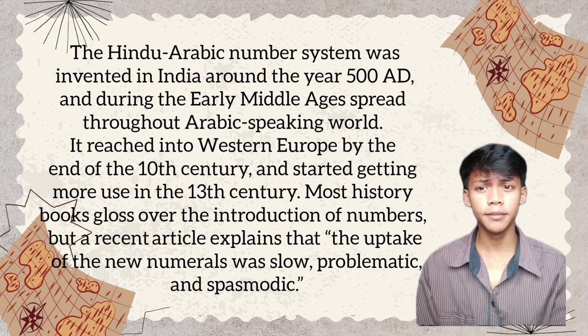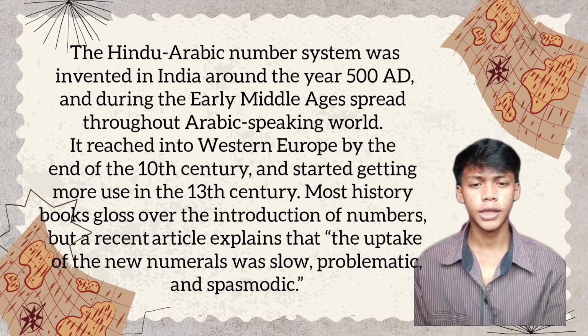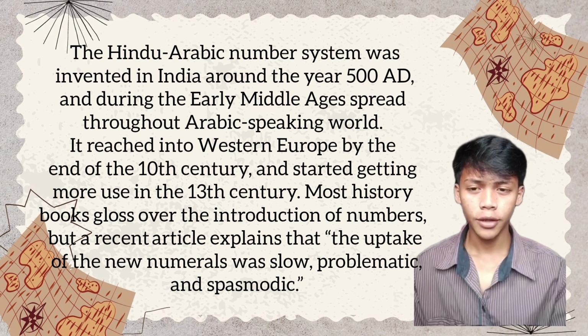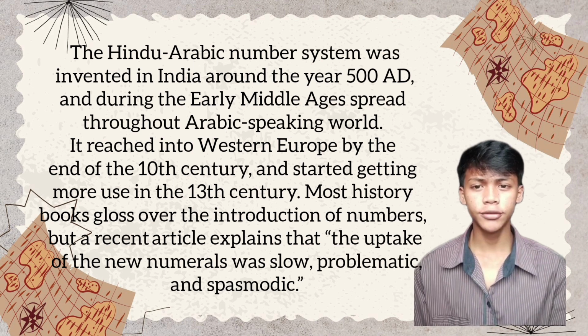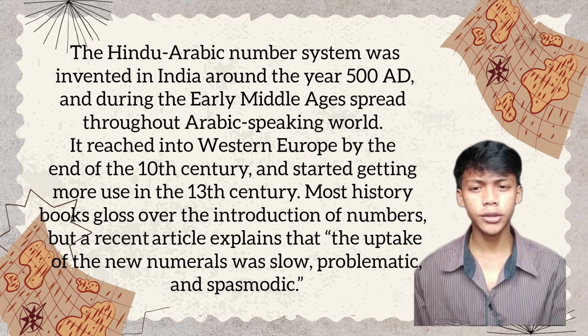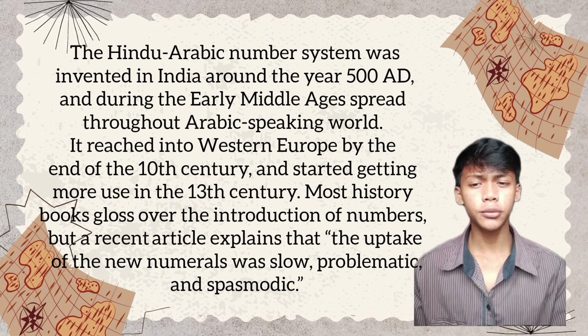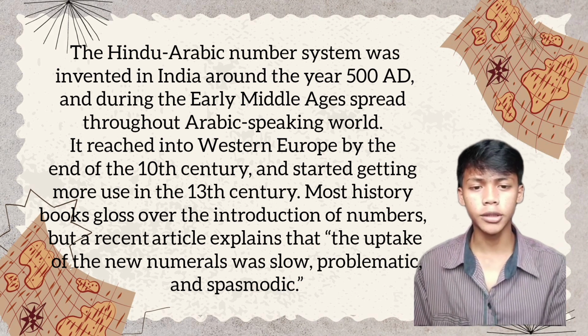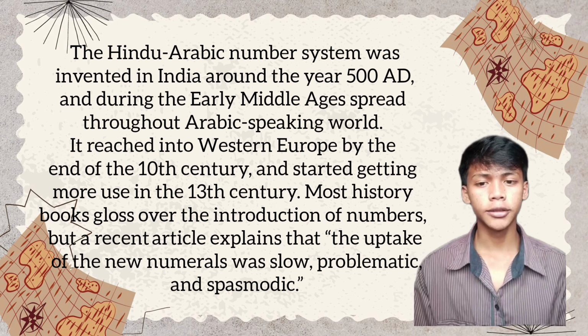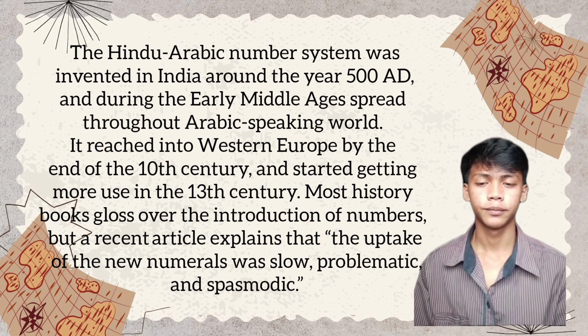What is the number system in the medieval period? The Hindu-Arabic number system was invented in India around the year 500 AD, and during the early Middle Ages spread throughout the Arabic-speaking world. It reached into Western Europe by the end of the 10th century, and it started getting more use in the 13th century.